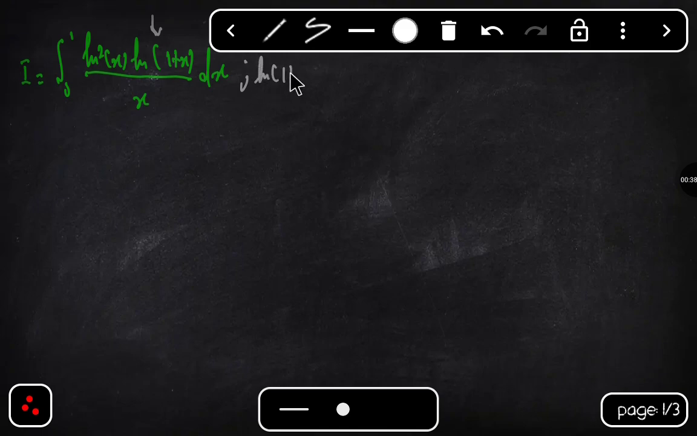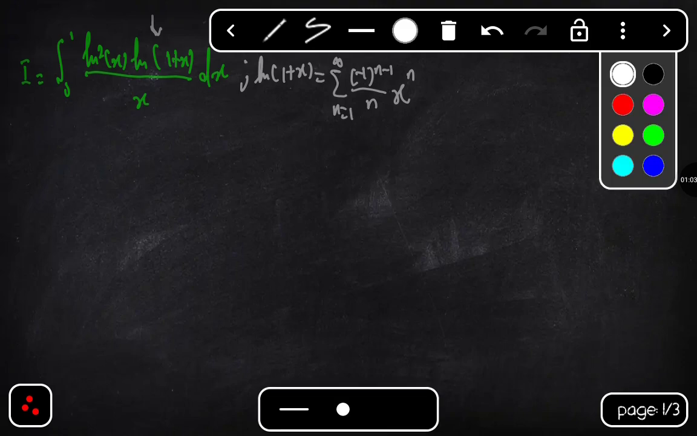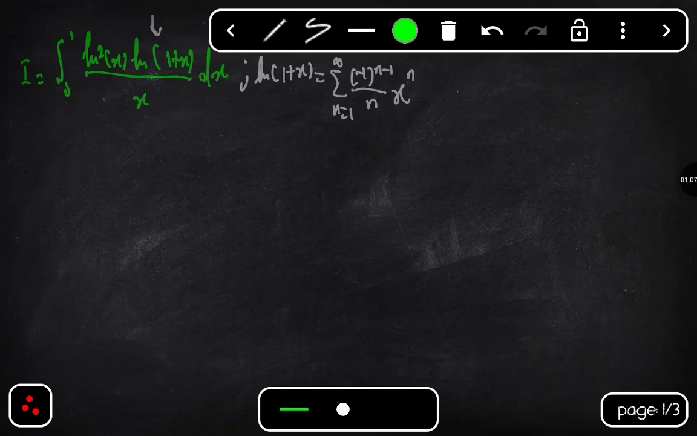ln(1+x) will give us the sum of n from 1 to infinity of (-1)^(n-1) over n, then multiply by x raised to the power of n. All right, so that is the series representation of ln(1+x). So we can replace ln(1+x) by this series. Okay, so if we do that, we're going to have the following.